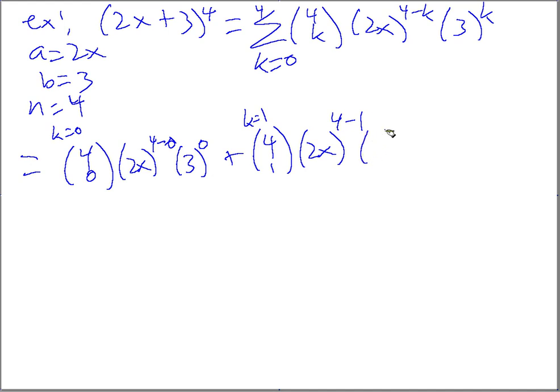And 3 is the second term, so 3 to what? 3 to the first power, the same as the lower number. The power of the second term, again a key concept, is the same as the lower number of the combination. So 3 to the first power.